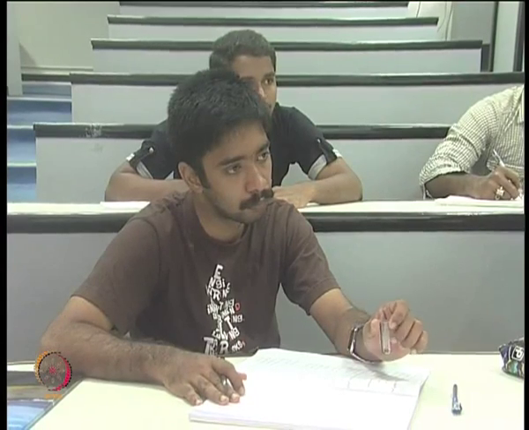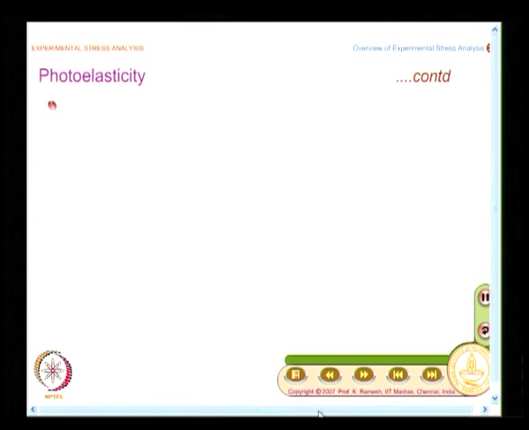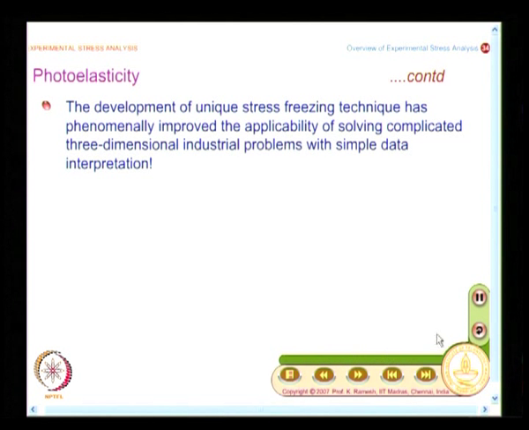In this case, it is so simple that we will establish it based on crystal optics at a later point in the course. We have already seen from solid mechanics point of view that you get sigma 1 minus sigma 2 contours. And this technique has advanced mainly because you have a unique technique called stress freezing, very interesting aspect, and that has made the application of this technique to 3-dimensional industrial problems.